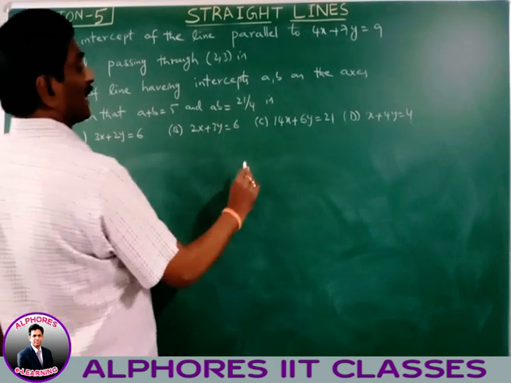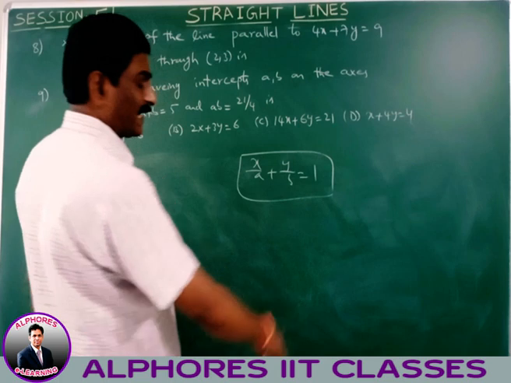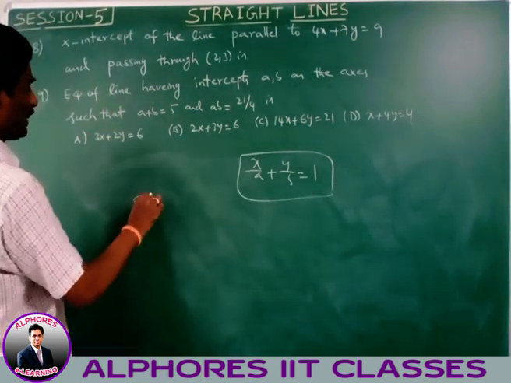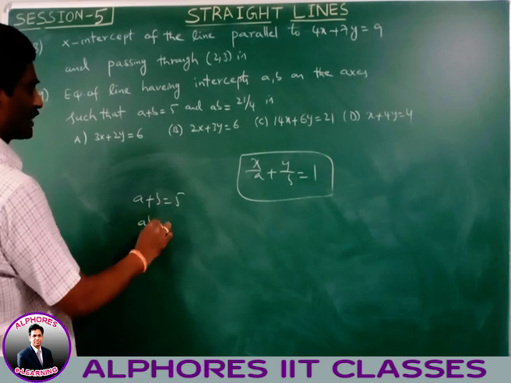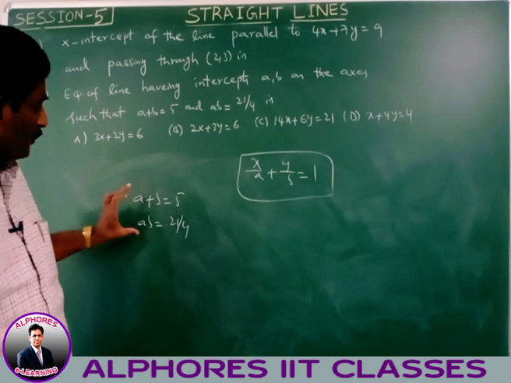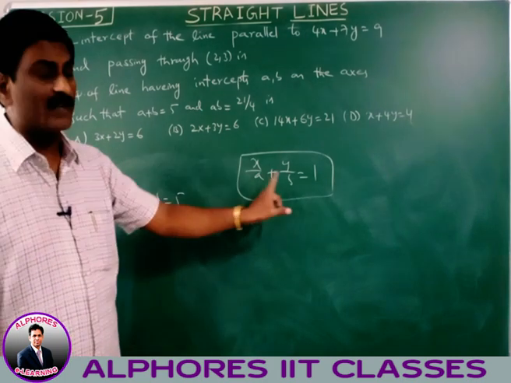If the x and y intercepts are given, what is the equation of the line? x/a + y/b = 1. It is the equation of the line. But from the given, what are the conditions? a + b = 5, ab = 21/4. Here, two unknown values, two equations are given. By solving these two, we find a and b. Substitute these values in this equation, we get the equation of the line.